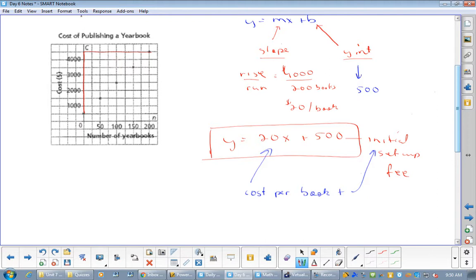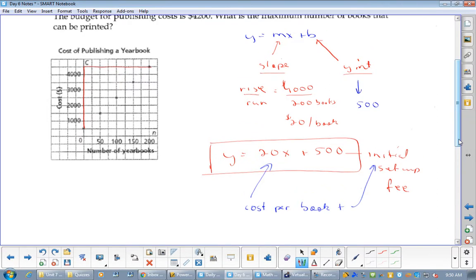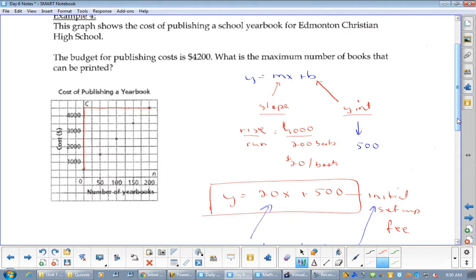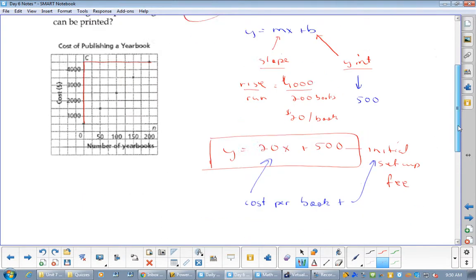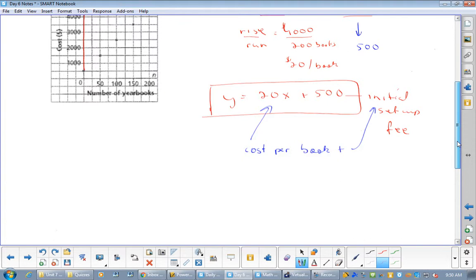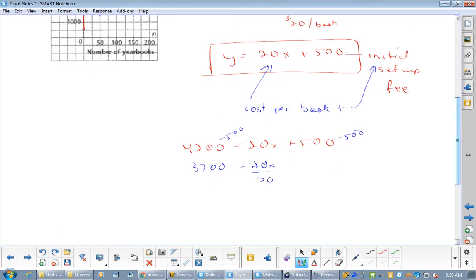Now, how many books to be 4,200? How many books can you buy? Now, what's 4,200 in this equation below? It's the y. So you'd go 4,200 equals 20x plus 500. How would you solve this? Subtract 500 on both sides. Okay, and you will get 3,700 equals 20x. Divide by 20, divide by 20. 185 equals x. Okay, so if they've got 4,200 bucks, we can get 185 yearbooks, right?